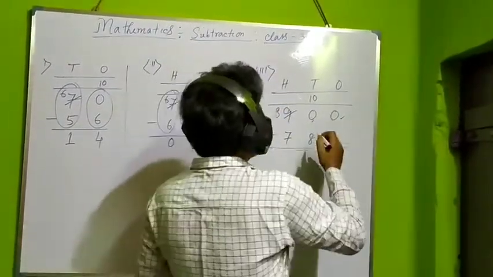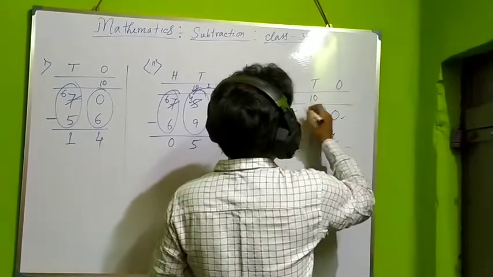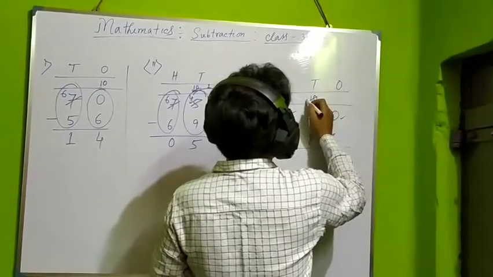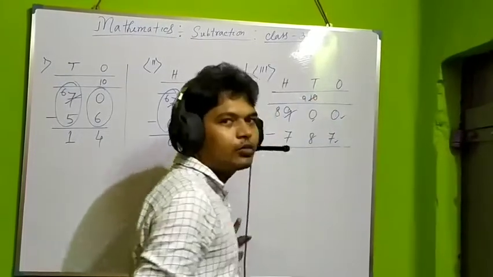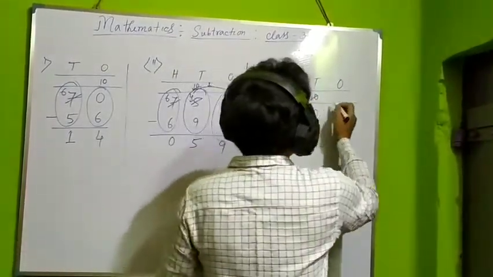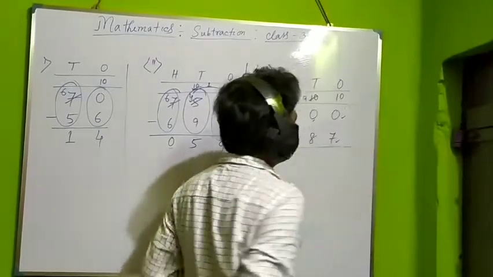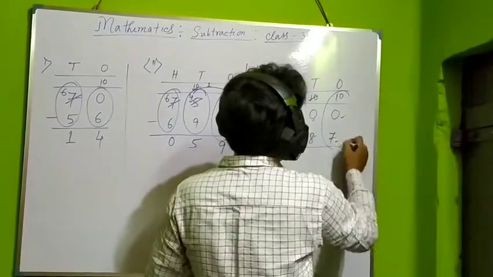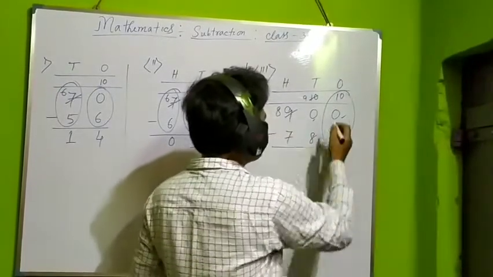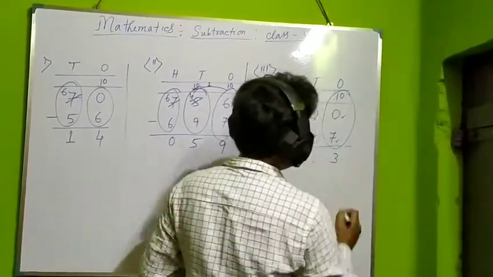Now you have to borrow 1 from this 10. So giving 1, this 10 converts to 9, and taking the borrow 1, we have to write down 10 at 1's place. Okay, now you have to subtract this 7 from 10. So 10 minus 7, that is 3.